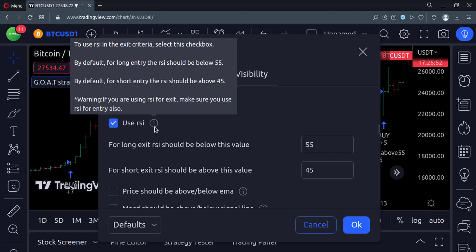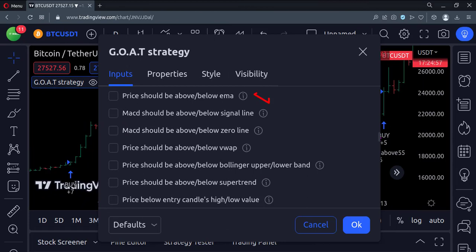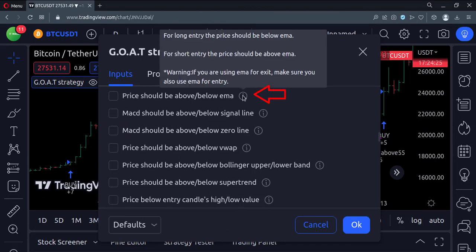Okay, let's see further. Here we have the exponential moving average option as a stop-loss. It says that a long entry would hit a stop-loss if the price is below the EMA, and a short entry would hit a stop-loss if the price is above the EMA. Again, look at the warning message. If you are going to use this EMA option as a stop-loss, then make sure that you also use the EMA option in the entry criteria also.